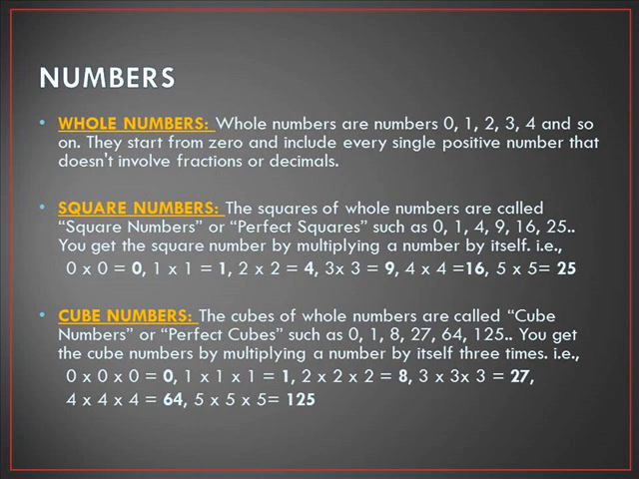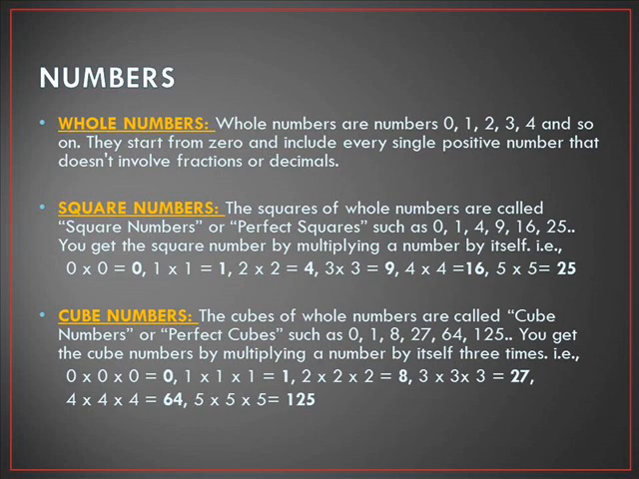Square numbers are the squares of whole numbers. They are also called perfect squares, such as 0, 1, 4, 9, 16, 25. You can get the square number by multiplying a number by itself. 0 multiplied by 0 is 0. 1 multiplied by 1 is 1. 2 multiplied by 2 is 4. 3 multiplied by 3 is 9. 4 multiplied by 4 is 16. 5 multiplied by 5 is 25, and so on and so forth.